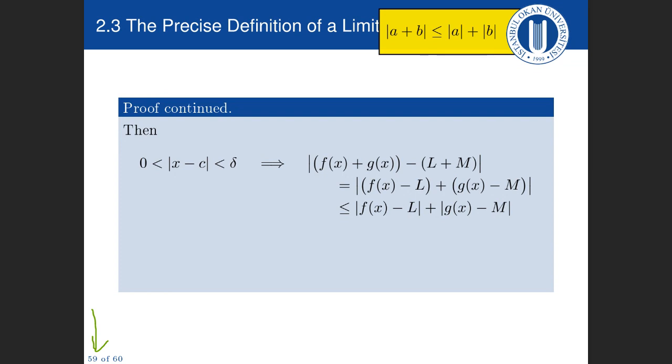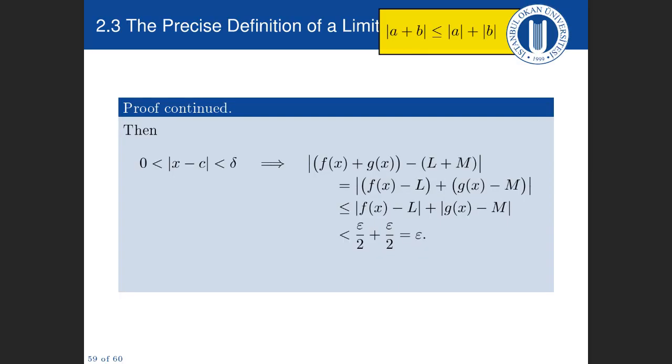If x minus c is smaller than delta, and delta is the smallest number out of delta 1 and delta 2, then using the triangle inequality in the yellow box, the absolute value of f plus g minus (L plus M) is less than or equal to the absolute value of f minus L plus the absolute value of g minus M. And because x is close to c, closer than delta 1 and closer than delta 2, because we're taking whichever one is smallest, each of these is smaller than epsilon over 2. And epsilon over 2 plus epsilon over 2 is equal to epsilon. And that's the end of the proof. That proves the sum rule.